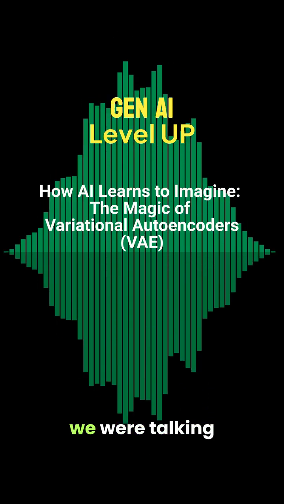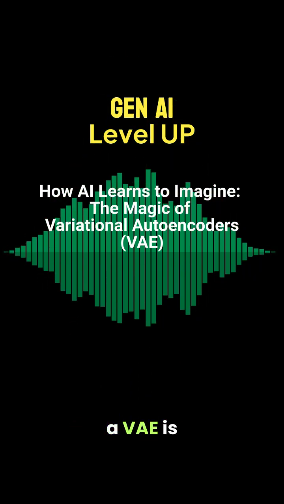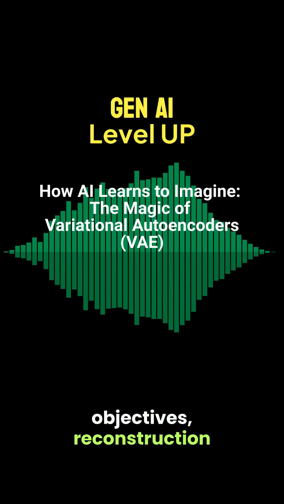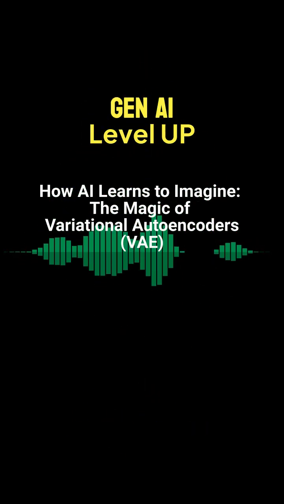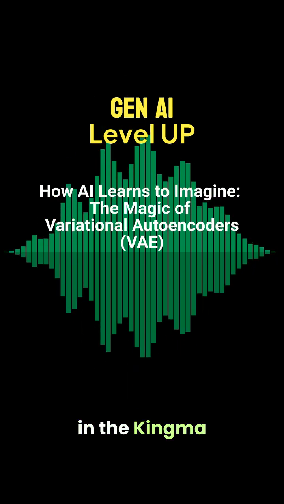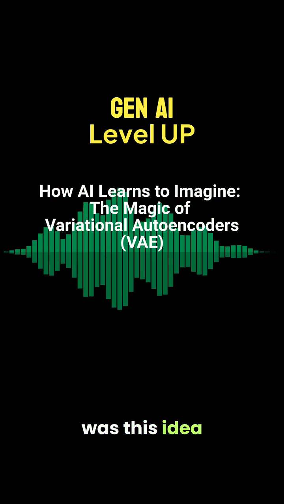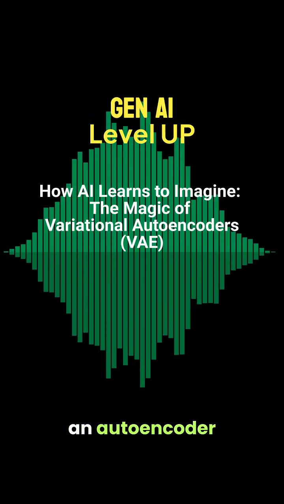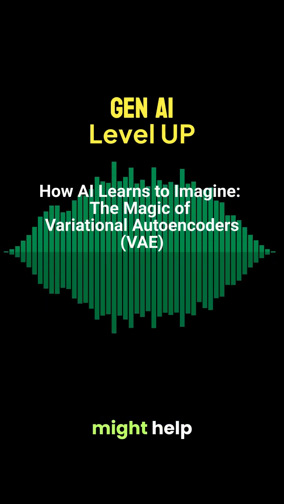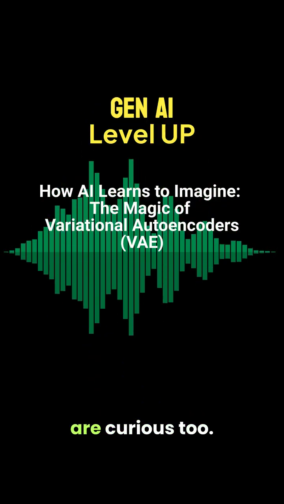Welcome back, everyone. Before the break, we were talking about how training a VAE is like this balancing act between two objectives, reconstruction and regularization. And I think I'm starting to get the gist of it, but something that really struck me in the Kingma and Welling book was this idea that a VAE is basically like an autoencoder with a special regularization term. Can we unpack that a little bit? I think it might help solidify things for me, and I'm sure our listeners are curious too.